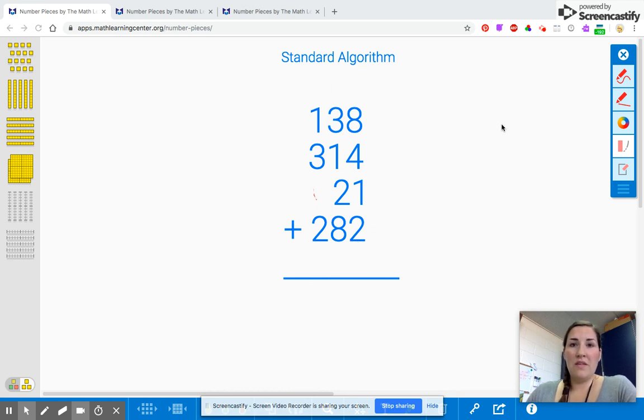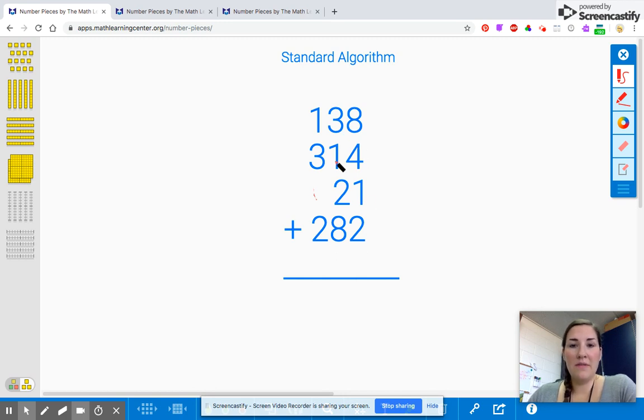Before I do each of these examples, I want you to pause the video and see if you can try them on your own, and then you can work through them with me and check your answers. So first we have 138 plus 314 plus 21 plus 282. So when you have more than 2 of those numbers, 3 or more, you can use that same strategy of just stacking them and adding. You'll just have to add all of them together here.